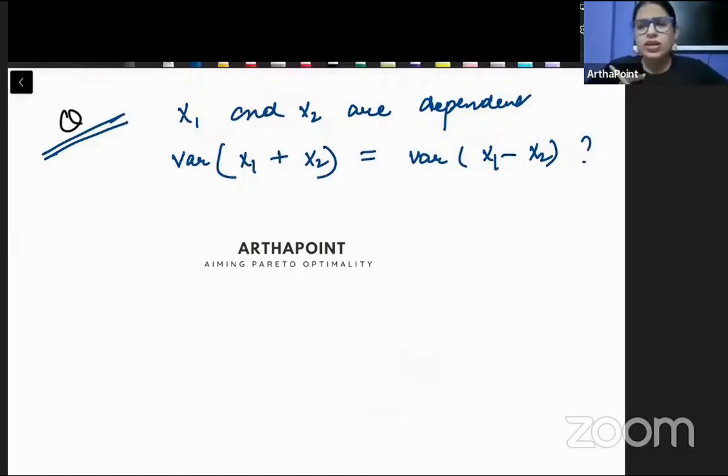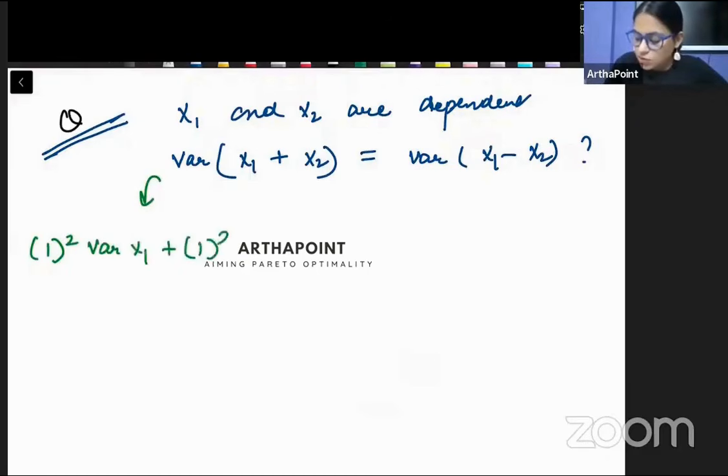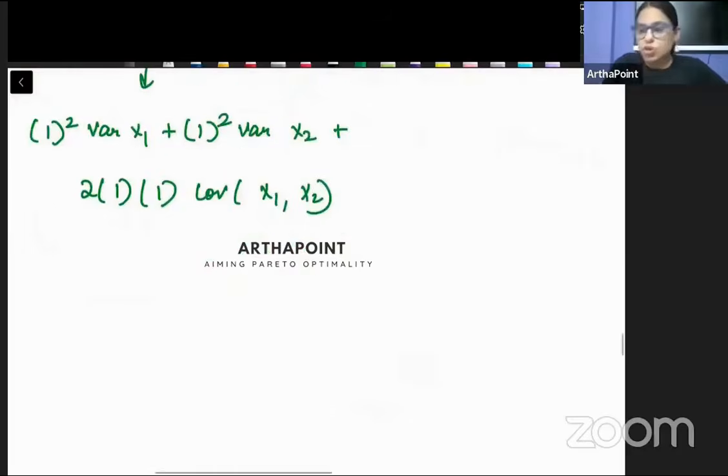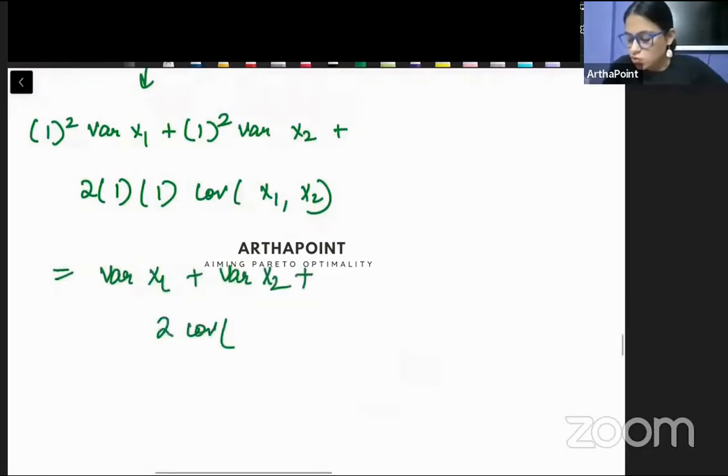तो क्या ऐसा होगा कि वेरिएंस x1 प्लस x2 will be equal to वेरिएंस x1 माइनस x2? Let's try this out. तो बेटा what will be formula of this, a1 स्क्वायर वेरिएंस ऑफ x1 प्लस a2 स्क्वायर वेरिएंस ऑफ x2 प्लस 2a1 a2 कोवेरियंस between x1 x2। So this will turn out to be variance of x1 plus variance of x2 plus 2 covariance x1 x2.